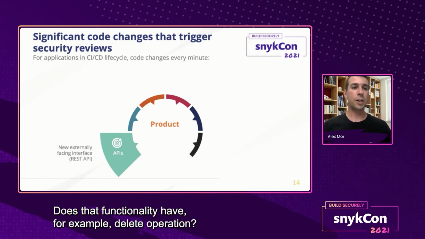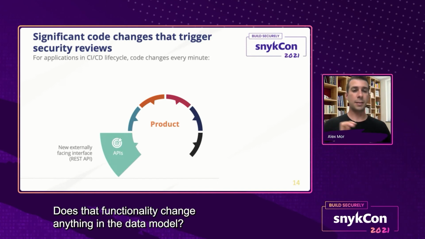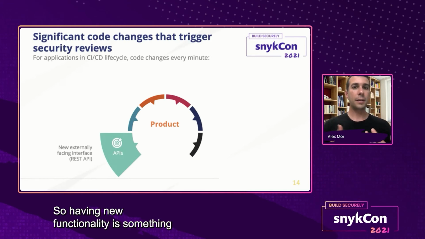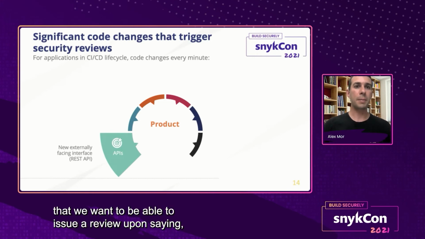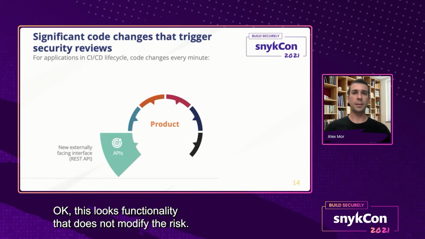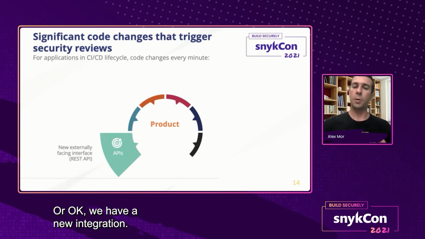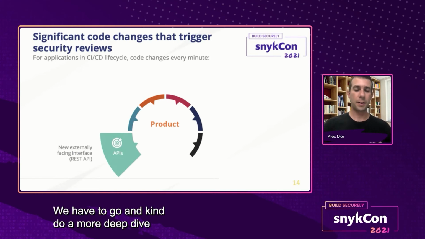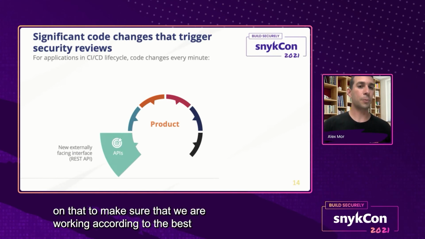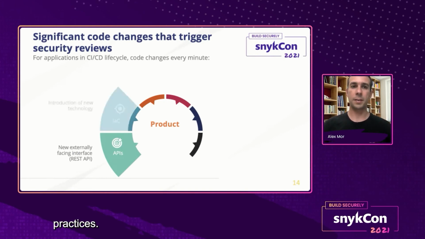Does that functionality have, for example, a delete operation, right? Does that functionality change anything in the data model, right? Having new functionality is something we want to be able to trigger a review upon, saying, okay, this looks like functionality that does not modify the risk, or okay, we have a new integration, we have to do a deeper dive on that to make sure that we are working according to best practices.